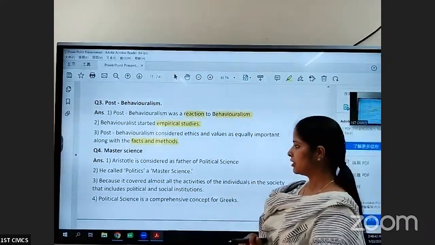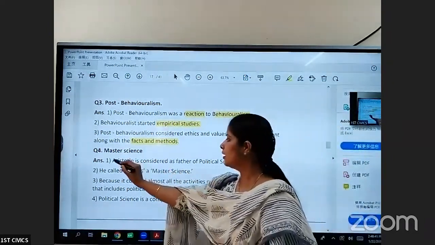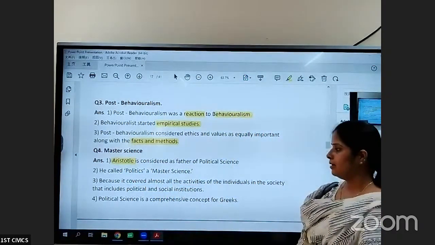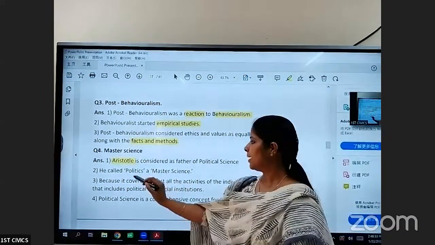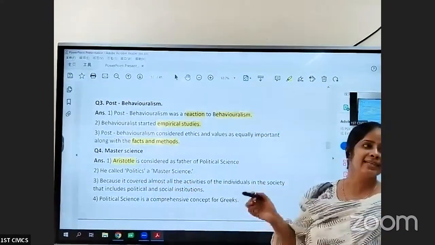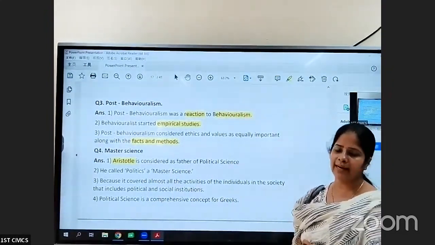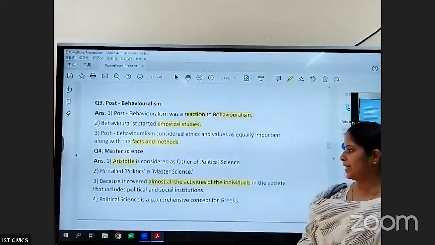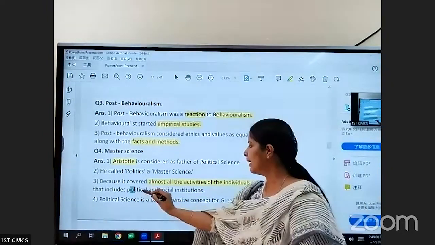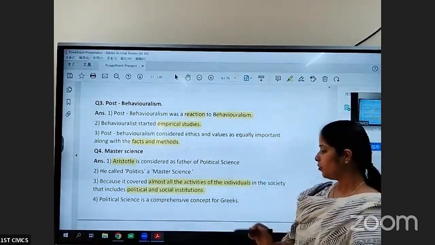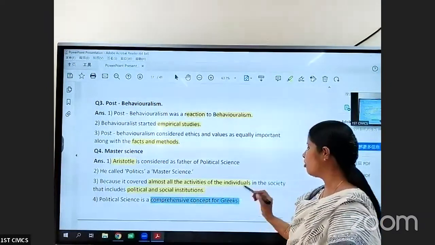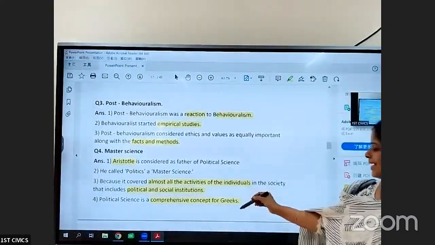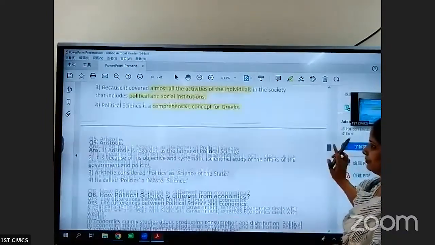Now let us see master science. What is master science? Aristotle considered politics as a master science. He is the father of political science, as he did a detailed and systematic study of government and the state. He covered almost all the activities of the individual in society, including political and social institutions. So political science is a comprehensive concept for the Greeks. Greek political thinkers have done a detailed study on this topic.